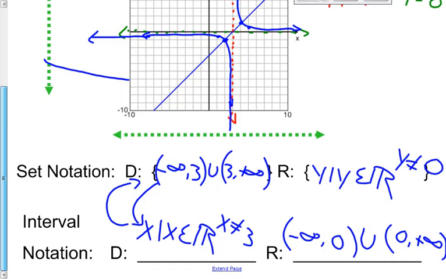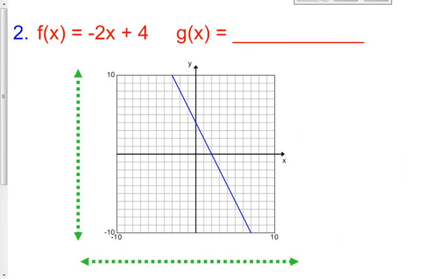Alright, let's try number 2 together as another practice problem. Number 2, y equals negative 2x plus 4. This is a fraction that is over 1. So for our reciprocal function, we're going to put 1 in the numerator, and we're going to put negative 2x plus 4 in the denominator. So there is our reciprocal function.